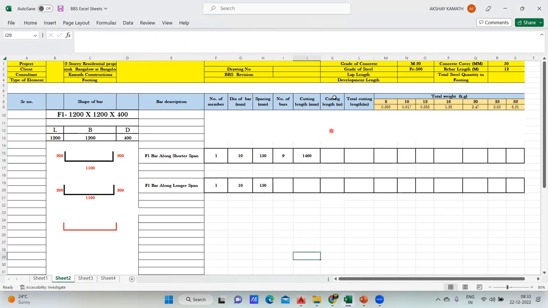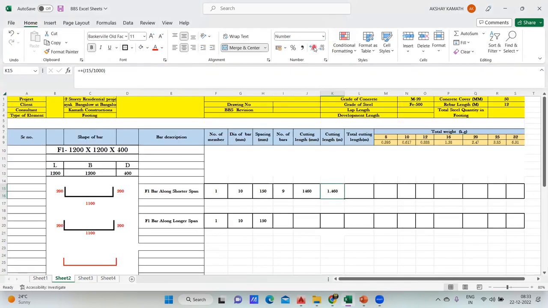Now come to the cutting length. Whatever cutting length we have found is in mm. I want it in meters. It's very simple. Whatever cutting length you got, you divide it by 1000 and close the bracket. Now you'll get it in meters, 1.460. If you want, you can increase the decimals of this. Okay, we'll keep it as 1.46 only.